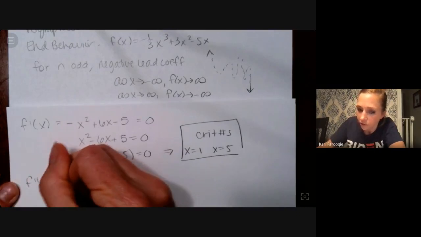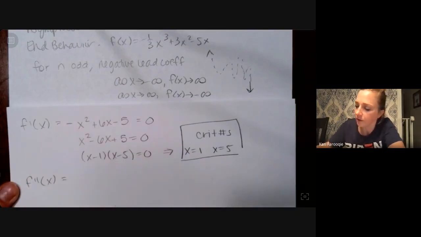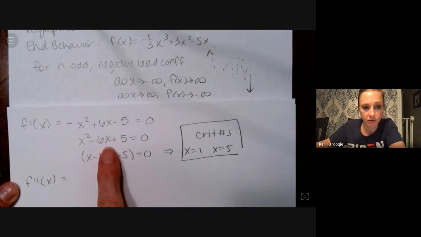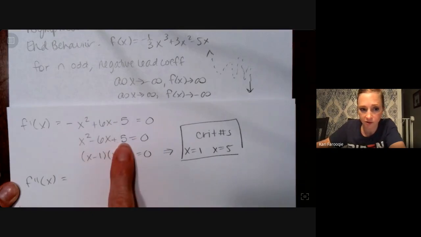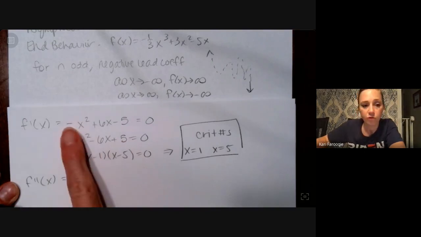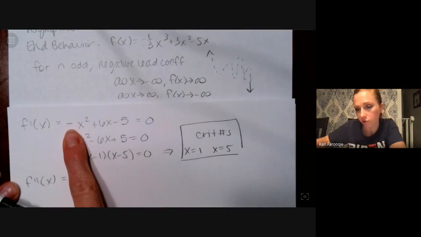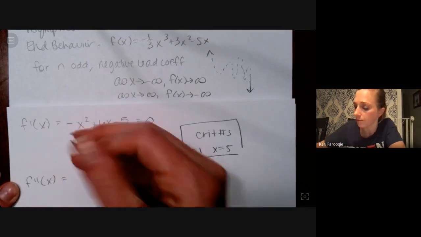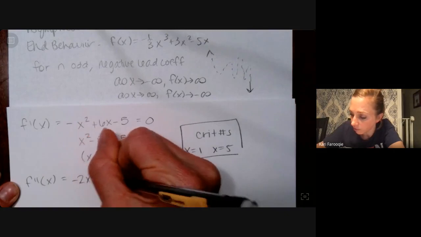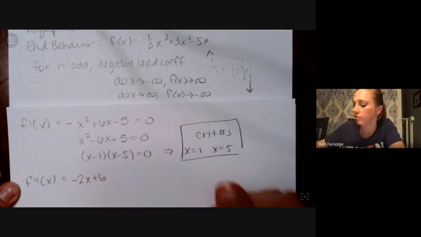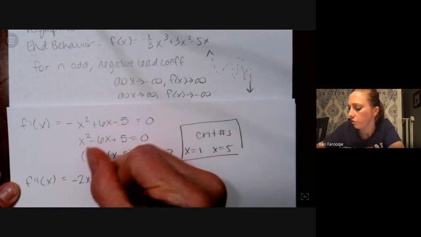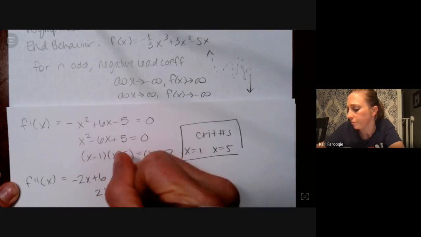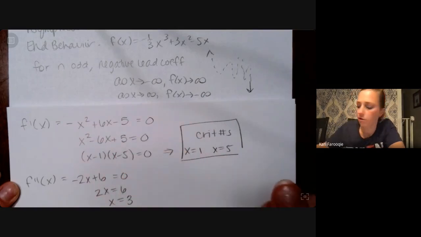F double prime of x, don't use this version where we multiplied through by a negative. That we only did that to solve the equation. The actual first derivative is this one, negative x squared plus 6x minus 5. Use that to get to the second derivative, otherwise your signs will be wrong. Negative 2x plus 6. We're looking for possible points of inflection, and you're going to get one at 3.